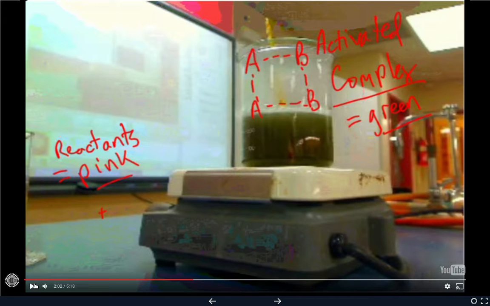Alright, see, the activated complex on this reaction is actually green. The beginning color was pink.